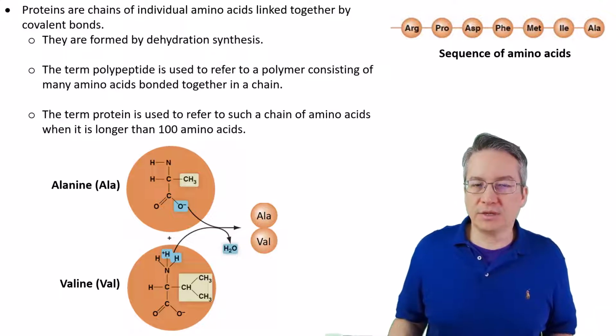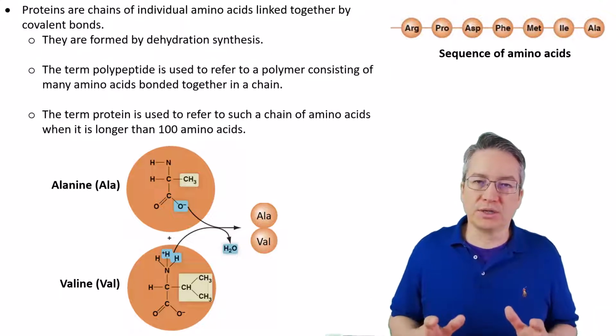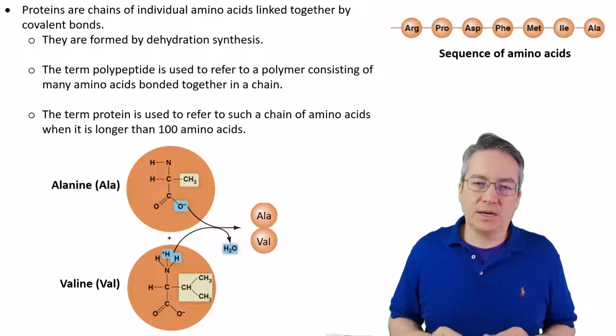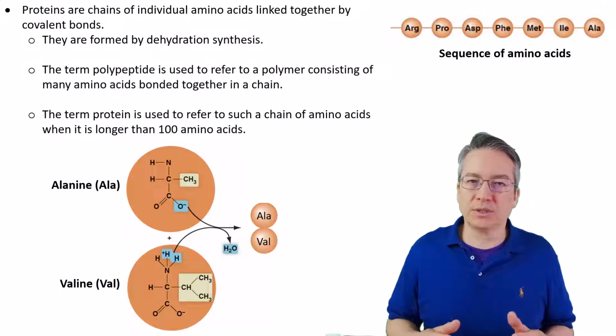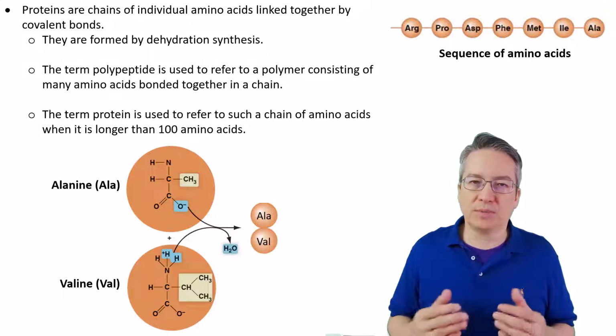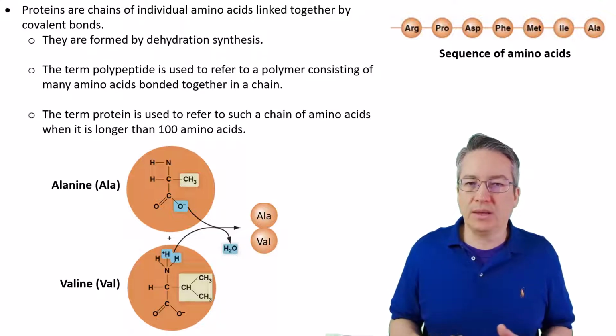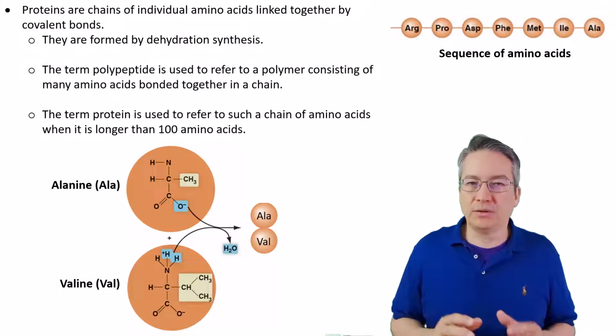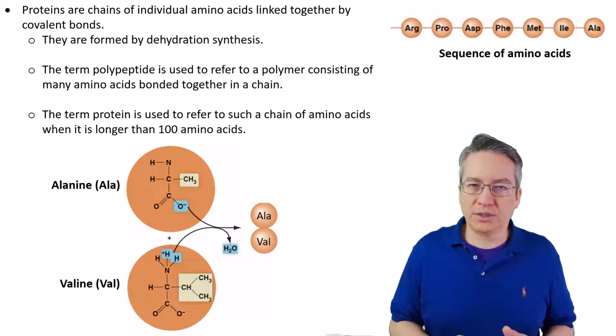So that's it for this video. It's just a quick introduction to proteins. One of the key points is that proteins are polymers. They're made out of monomers, and each monomer is an amino acid. There are 20 of these amino acids, each with unique properties due to their unique side chains, which are also called R groups.